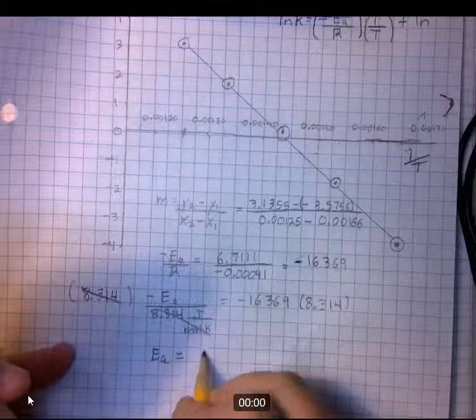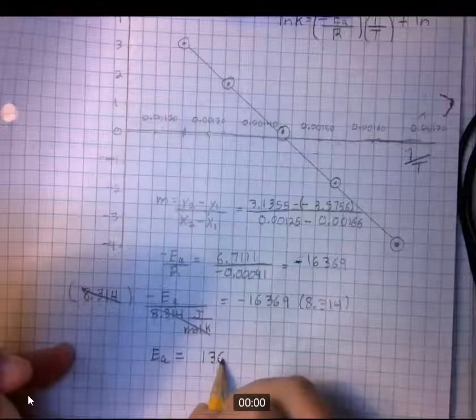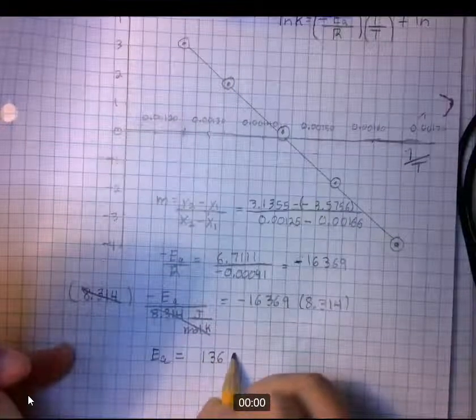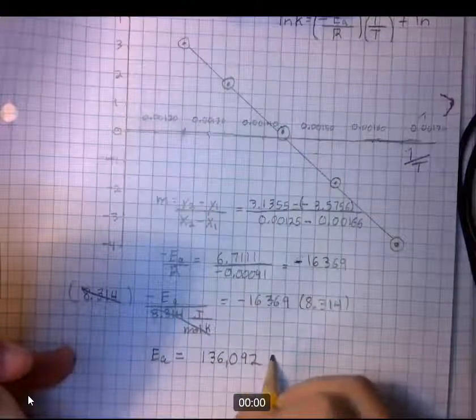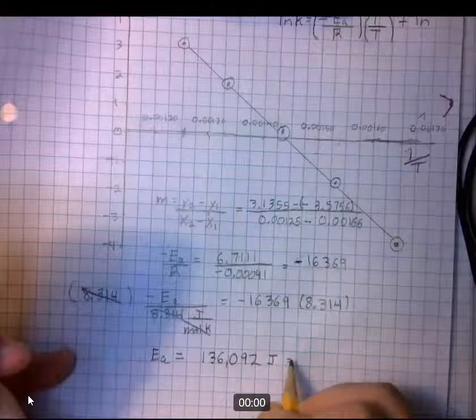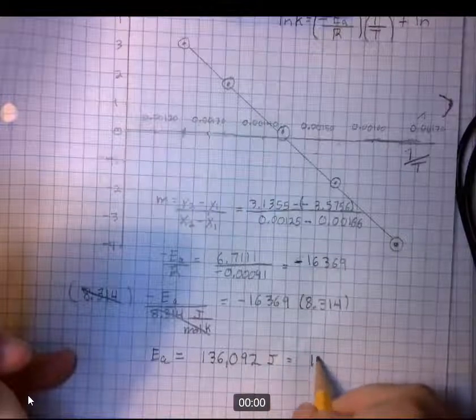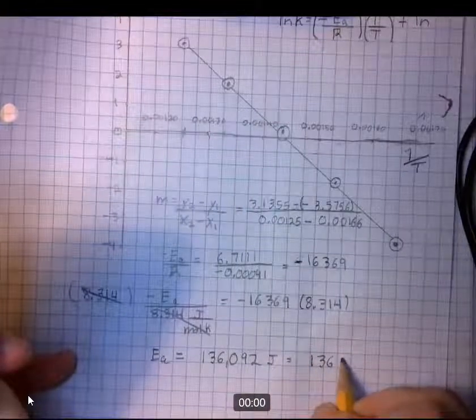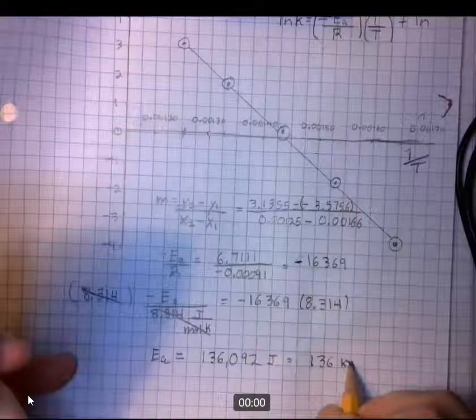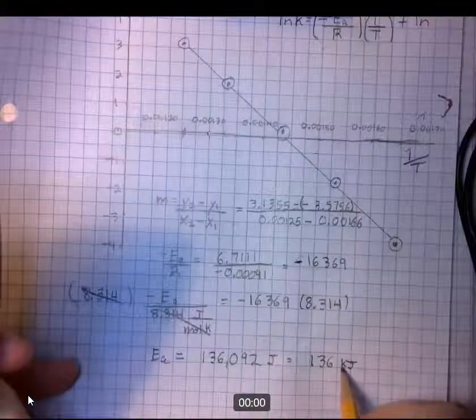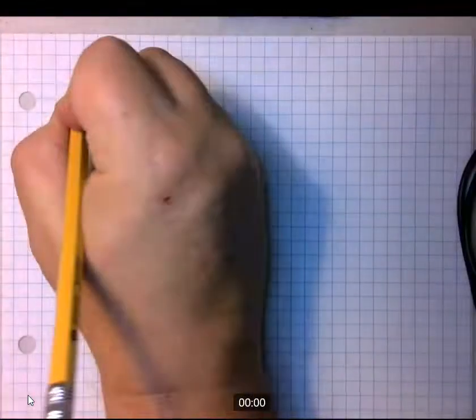And what that will give you is 136,000 joules, or you can call it 136 kilojoules. And it's per mole, by the way. Second part of the question, we can use the Arrhenius equation.